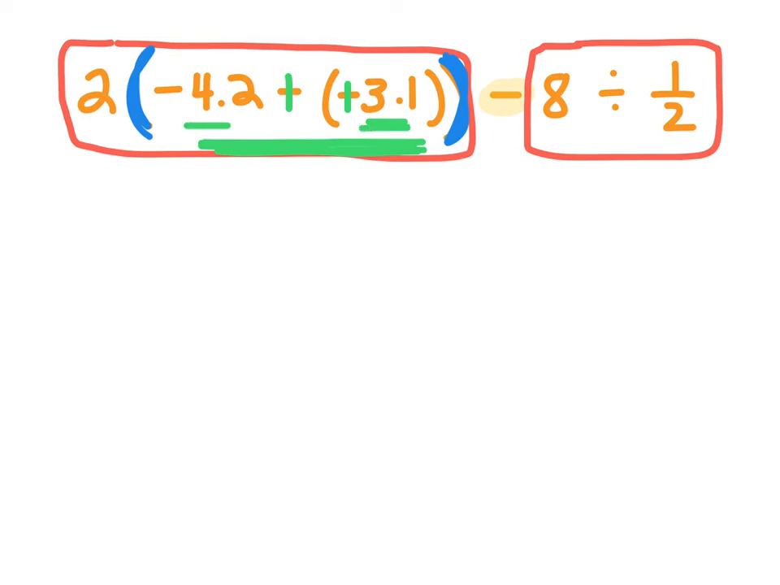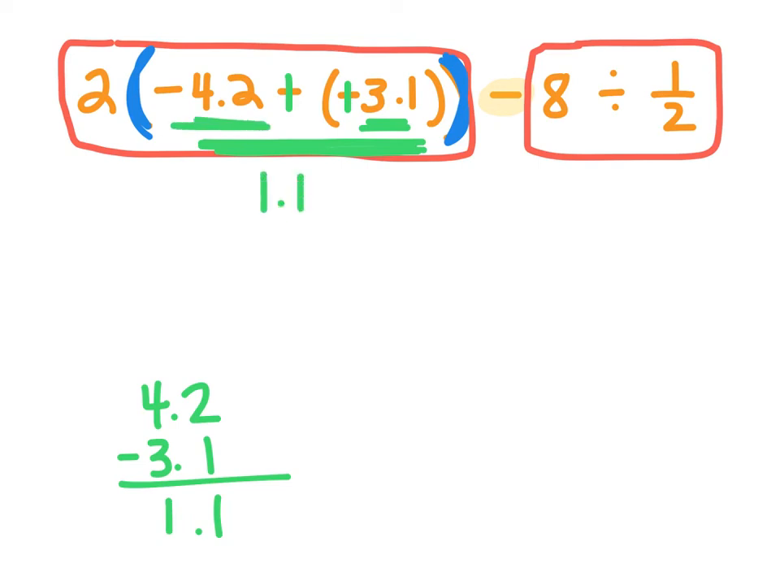Okay, so I'm going to come down here over to the side and do 4.2 minus 3.1. You have to line your decimals up when you subtract. So 2 minus 1 is 1, and 4 minus 3 is also 1. So I get 1.1. Now I just have to remember, is it negative or positive? Well, I had more negatives right here, so it's negative 1.1, still in parentheses, times 2. So I still need to finish this.